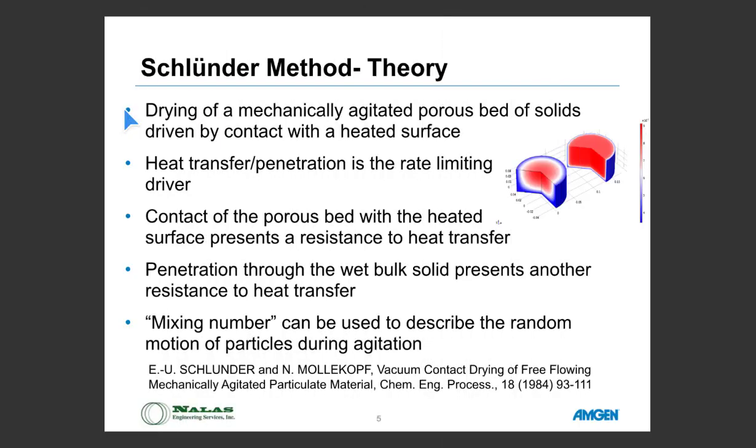This method is based on heat transfer as the rate limiting driver for the progression of drying. A couple of unique things that Schlunder did was to employ a resistance to the heat transfer presented by contact of a porous solid bed with the heated surface, and using this resistance separate from a resistance for heat transfer through the bulk wet solid. Another thing that Schlunder does is he introduces a mixing number to describe the random motion of particles during the agitation periods in the dryer.